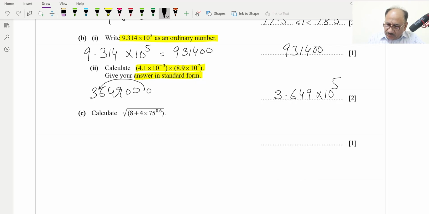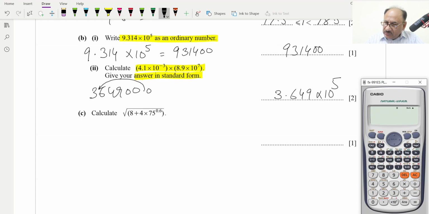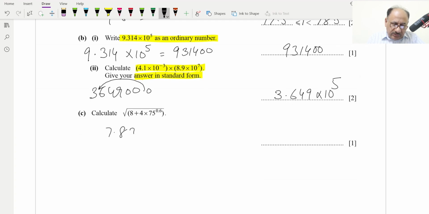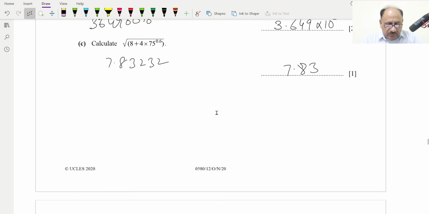Now calculate, and for part C we just have to take the square root of bracket 8 plus 4 multiplication 75 raised to the power 0.6, and the bracket also we have to close, and this will be 7.83232. So we can round it as 7.83, up to 3 significant figures. This will be our answer for this part.